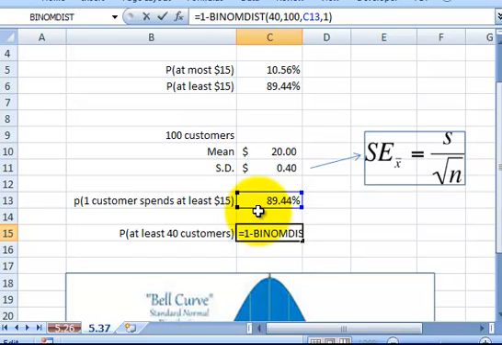So if I want to say what's the probability that at least 40 will spend that much on a sample of 100, I just do my 1 minus the binomial distribution, 40, 100, probability 0.89. And again, I say 1 or true because I want the numbers from left to right.